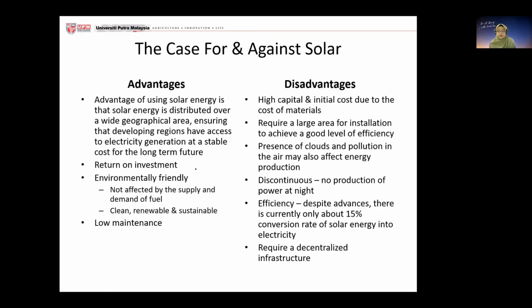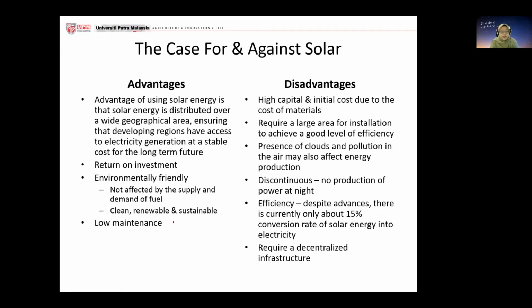It is very environmentally friendly because, of course, it doesn't use any fuel. So it's not affected by the supply and demand of fuel. And of course, it's very clean, it's renewable, it's sustainable. And it has very low maintenance to maintain the systems. However, it does have its own disadvantages. It's very high capital, so a very high investment is needed at the beginning. And then it requires a large area for installation to achieve a good level of efficiency.